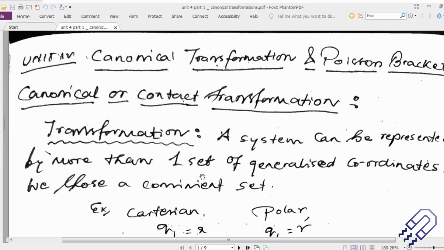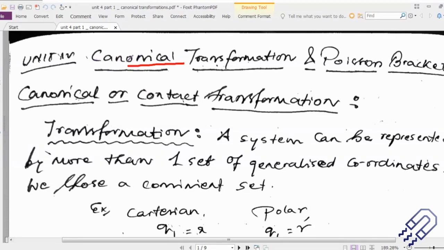Fourth unit. Okay? And the fourth unit is canonical transformation and Poisson bracket. If you have seen any of your previous year competitive exam questions, be it GATE or NET, they do give you questions from canonical transformation and Poisson bracket. Okay, so both are actually very important.